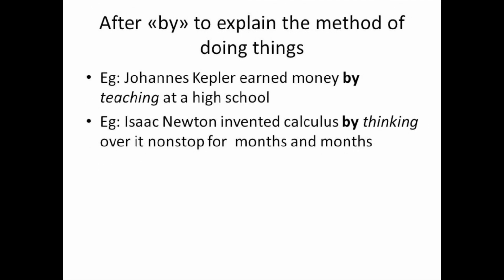A gerund is also used after the preposition by to explain the method of doing things. Look at the example. Johannes Kepler earned money by teaching at a high school. Yeah, he was a teacher in 1594. Can you imagine Kepler being a high school teacher? Look at the other example. Isaac Newton invented calculus by thinking over it non-stop for months and months.